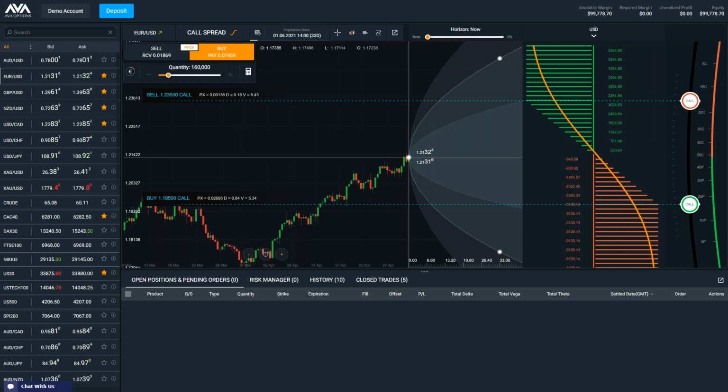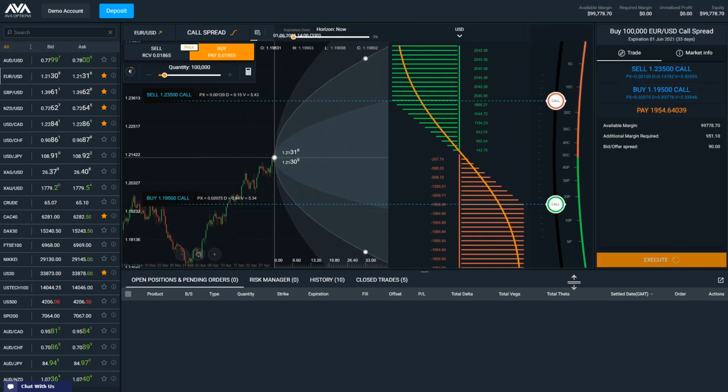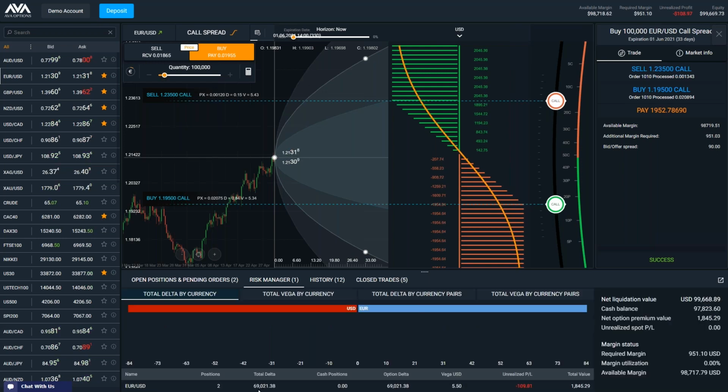Let's do this in 100,000. Buy, execute, buying one option, selling the other. It's done. And you see that our net delta is going to be 70,000, roughly 70,000. There you go. Total delta is 69,000. That's our exposure. So if you want to hedge that, we can sell 70,000.